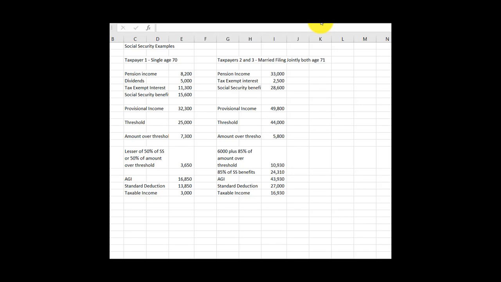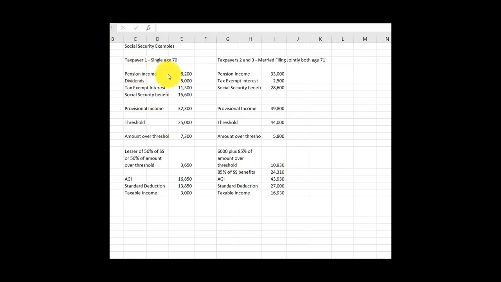Hello everyone. We're going to work through a couple of examples of perhaps one of the more confusing concepts in chapter 3, and that is Social Security and how that affects taxable income. So I've got two examples here that I want to talk our way through to make sure that we kind of understand how this works.